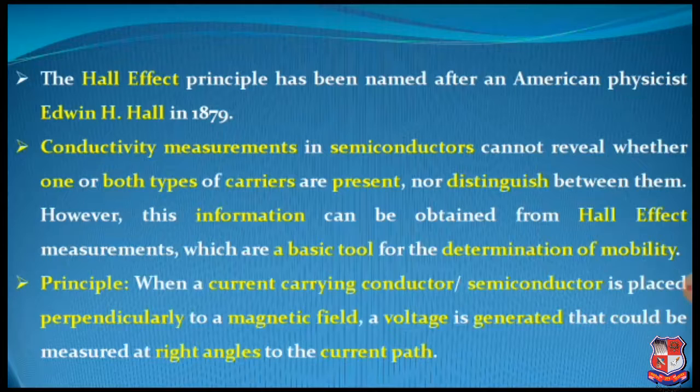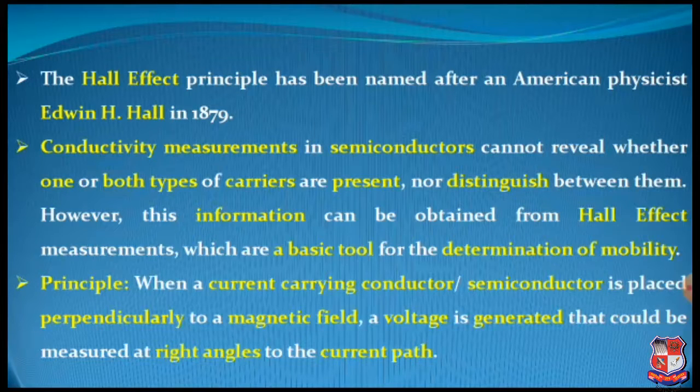However, this information, the drawback of conductivity measurements, can be obtained from Hall effect measurements, which are a basic tool for the determination of mobility. So we can say that Hall effect is an indirect evidence for identification of single or dual charge carriers inside the semiconductor. So on which principle is the Hall effect working?